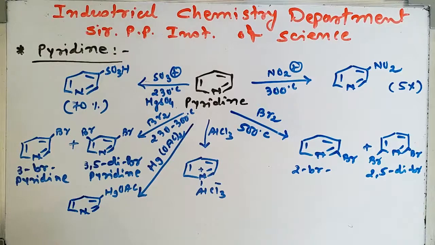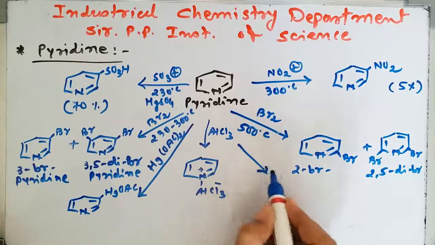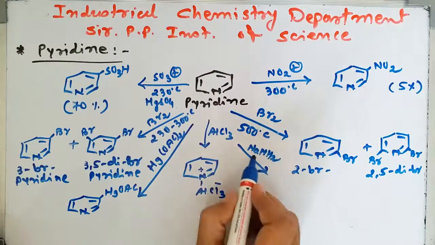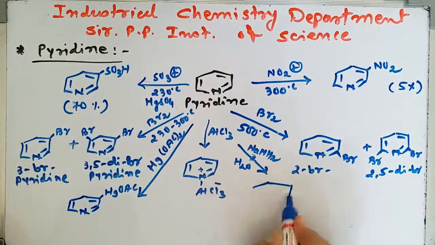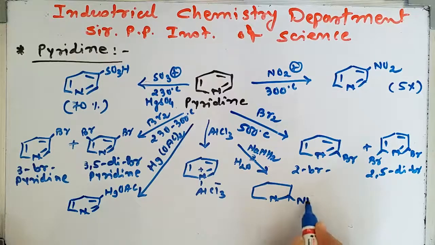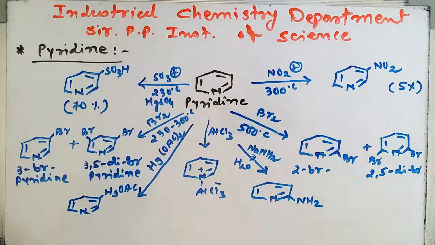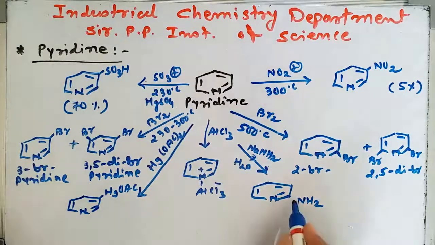Now we see, if it is treated with NaNH2 and H2O, sodium amide, then we get 2-aminopyridine, this is NH2, 2-aminopyridine.